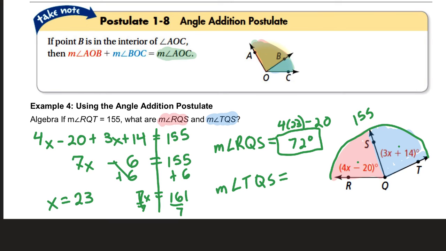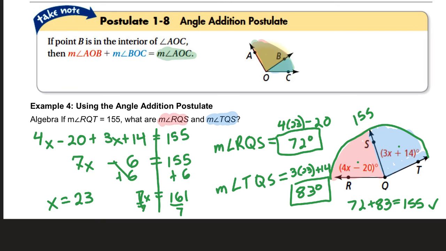I could find TQS a couple different ways, but I am still just going to substitute 23 for x. So that's 3 times 23 plus 14, and that's 83. And a quick way for me to check my work: 72 plus 83 needs to equal 155. And that's true, so I know I found the measures the correct way.